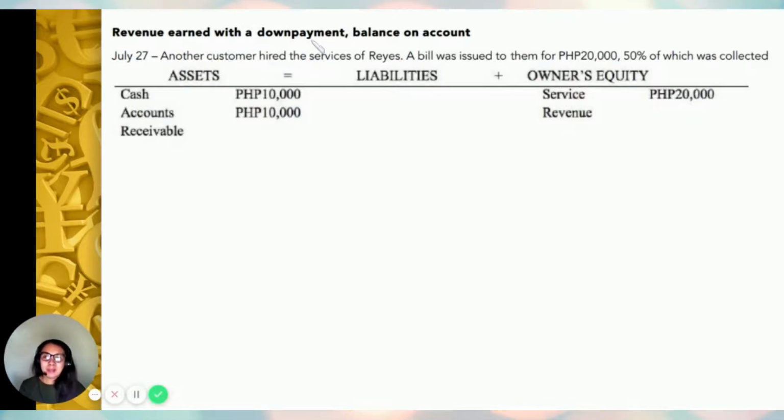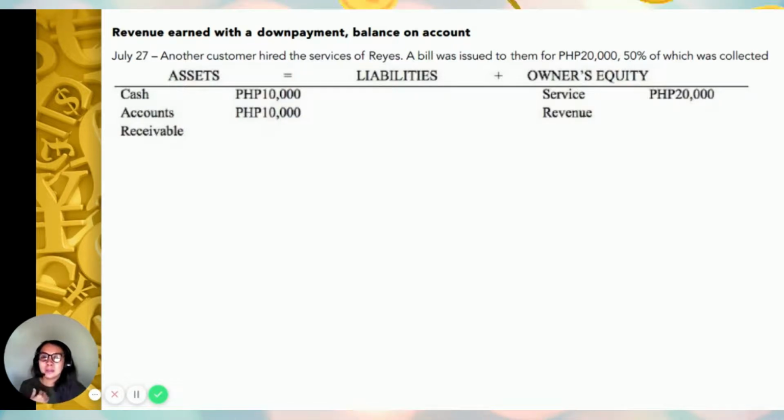Revenue earned with the down payment, balance on account. That means if it is a service business, you already gave your service, let's say, and the customer paid, but it was not enough or it was not equivalent to the service that you gave. So there's still receivable. July 27th, another customer hired the services of Reyes. A bill was issued to them for 20,000 pesos, 50% of which was collected. 50% of 20,000 is 10,000.